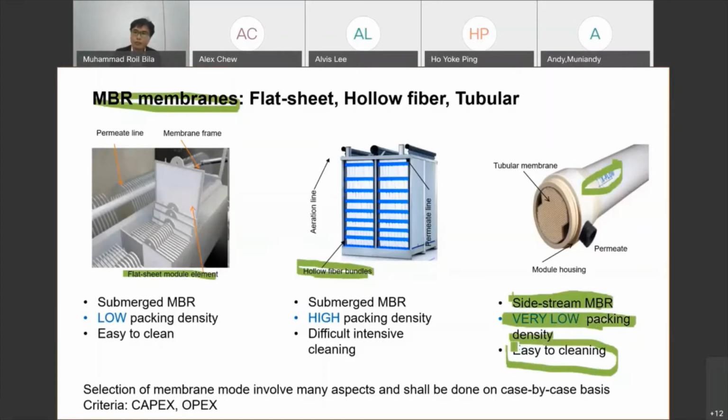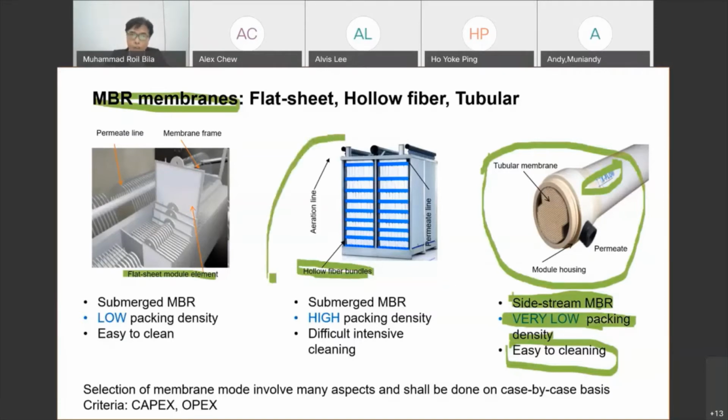The minus point will probably be the price. Because you have a small packing density, you'll need a lot of modules. In one of these casings, I don't know how much membrane area you can put in, might be just 40 to 50 square meters. On the other hand, this type of hollow fiber module can have almost 10 times more membrane area compared to the one in the tubular. So next, I move to submerged MBR.